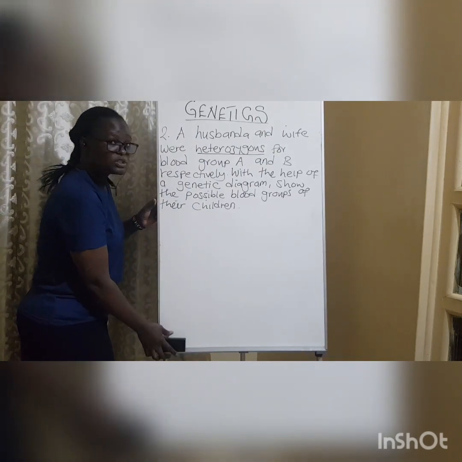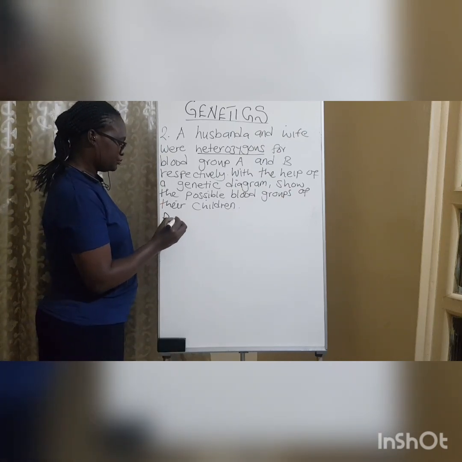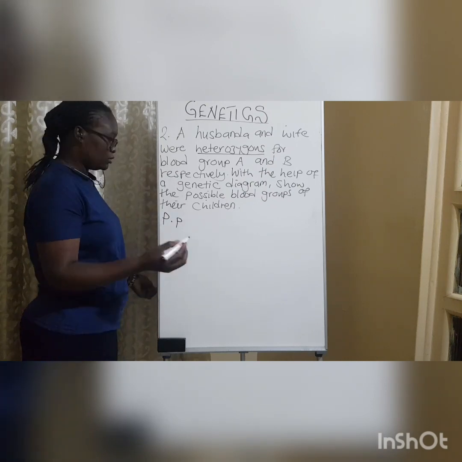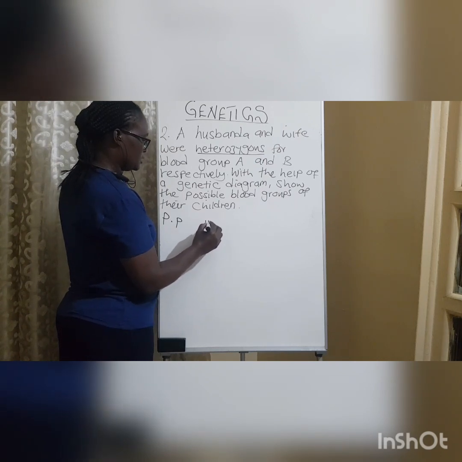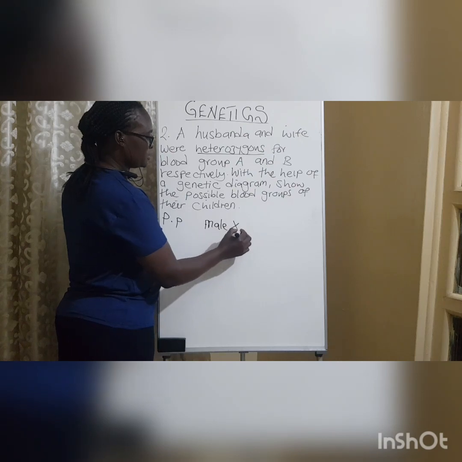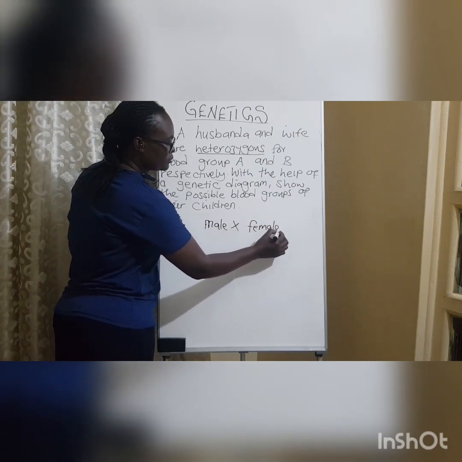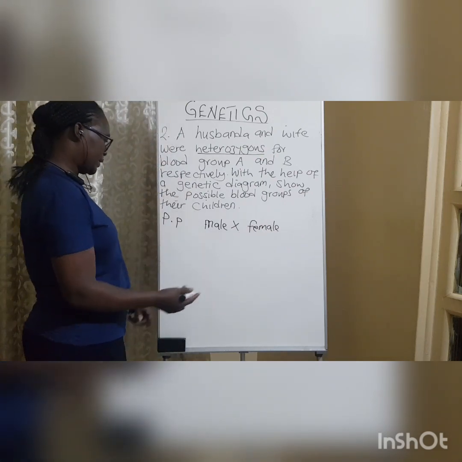The same as we did with the first question, we have the parental phenotype. So we have male, definitely, dad or husband, times female. Since when you look at a man or a woman, you are able to tell that this one is a man, this one is a woman.